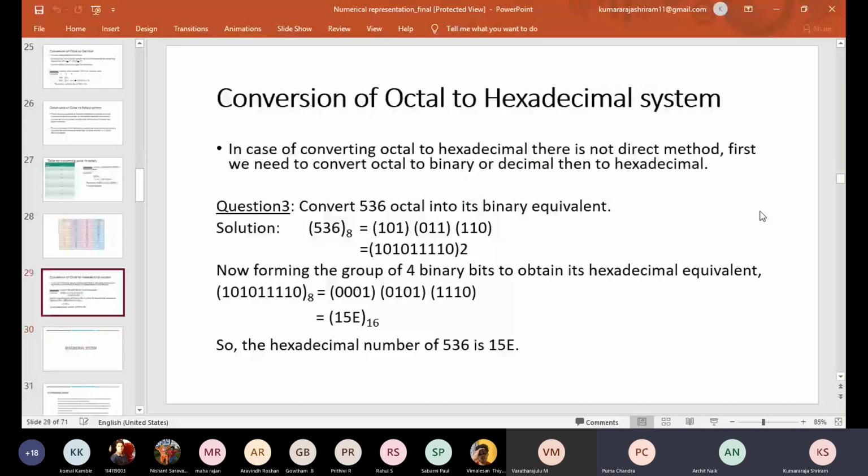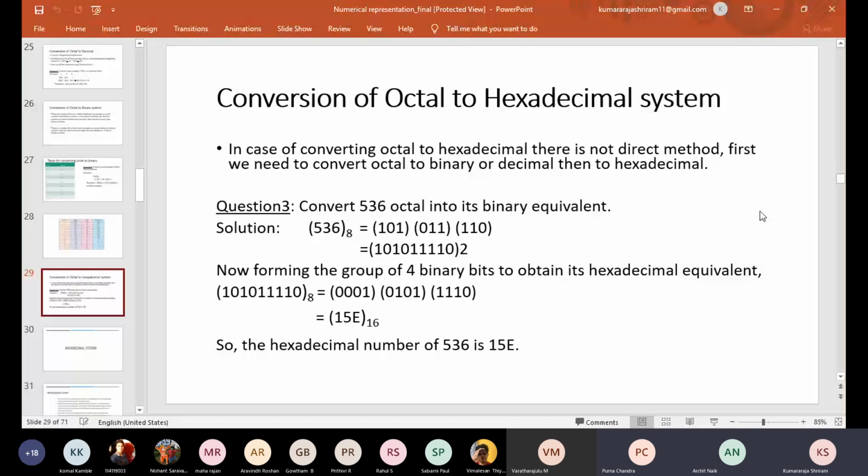Like conversion of octal to hexadecimal. In case of converting octal to hexadecimal, there is no direct method. First, we need to convert into binary or decimal, then to hexadecimal. Converting octal to binary, then to hexadecimal will be easy because in octal we have to take 3 groups of binary, and in hexadecimal you have to take 4 groups of binary.